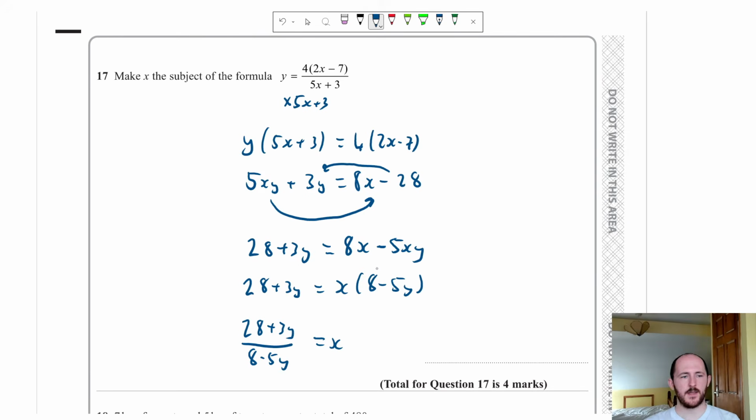equals x. The other answer to this is if you swap the signs of everything here, so you have minus 28 minus 3y over minus 8 plus 5y, that's also correct. And that's if you move the x's to the left hand side instead of the right hand side. But again, it's the same answer, you get marks for it. It's in the mark scheme, both solutions, that should be fine.